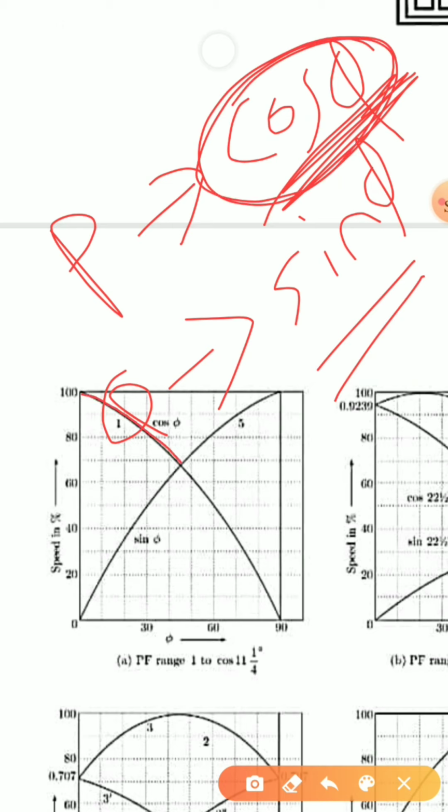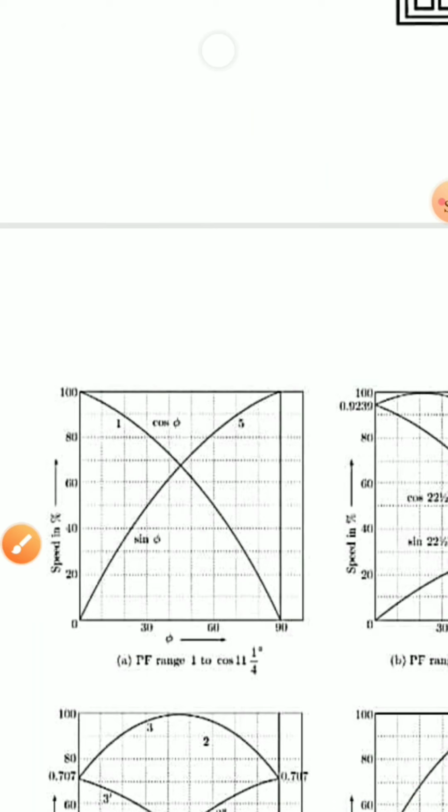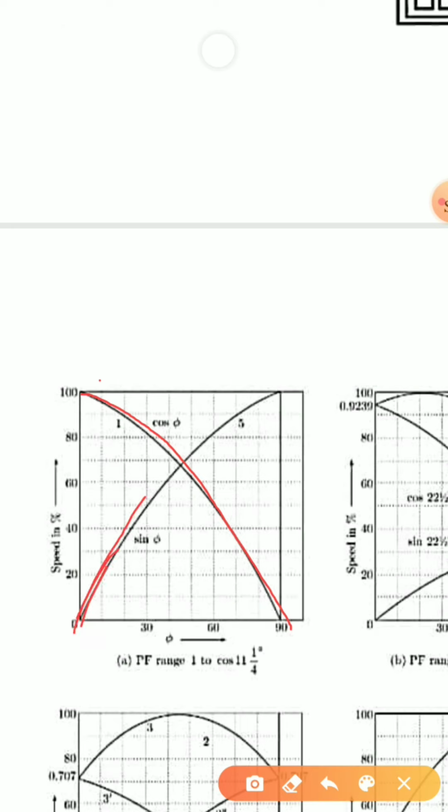We can clearly see here that this is the speed in percentage, and this is how the angle is increasing. We know that the value of cos 0 is 1, and as the angle proceeds to 90, cos is becoming 0. Sin 0 is 0 and sin 90 is 1. So as it is proceeding, the graph is increasing.